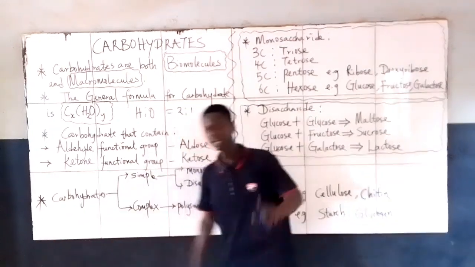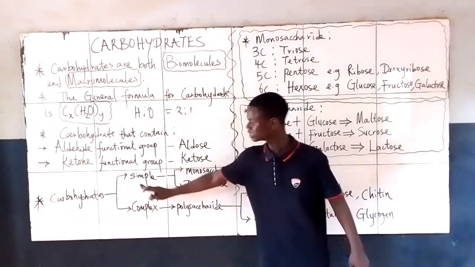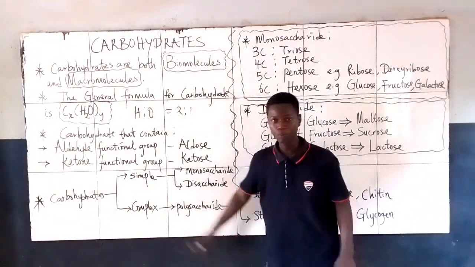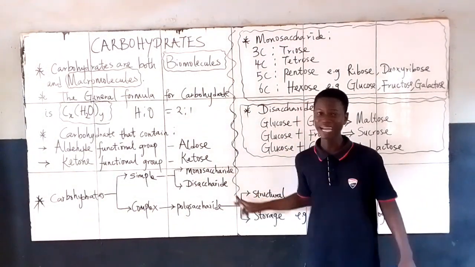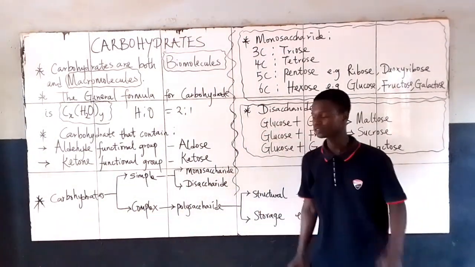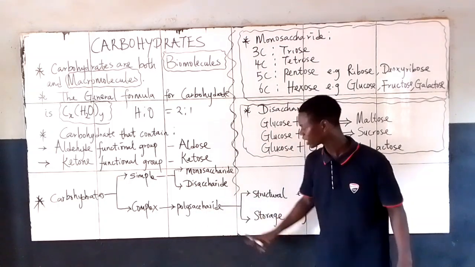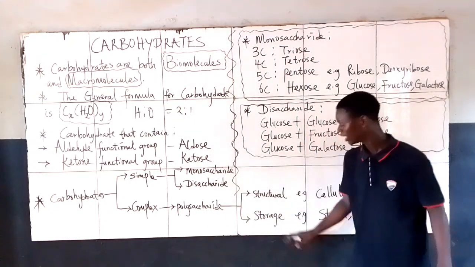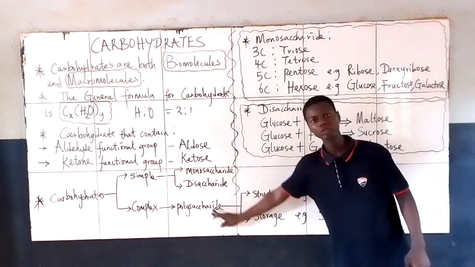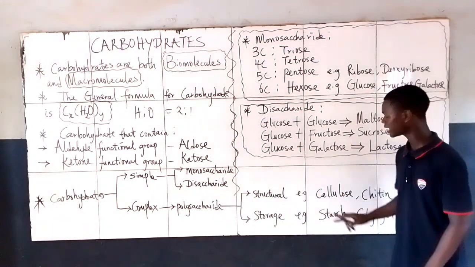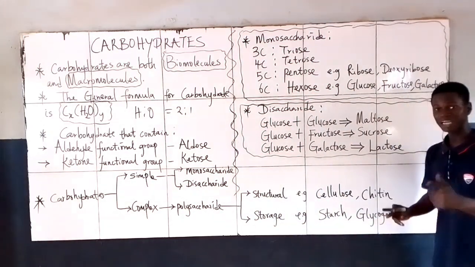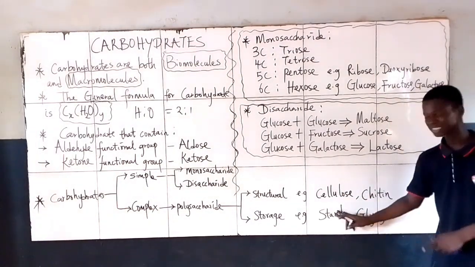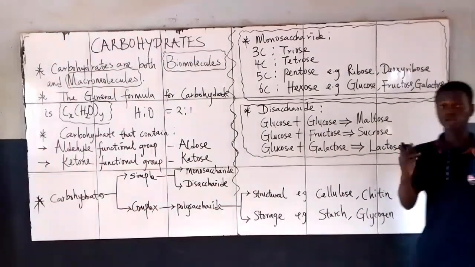Now moving on from there, carbohydrates are generally divided into two. You have the simple carbohydrates and then you have the complex carbohydrates. The simple are of two: you have the monosaccharide and the disaccharide. While the complex carbohydrates are the polysaccharide. Now polysaccharide can be divided into two. You have structural polysaccharide and then you have storage polysaccharide. Examples of structural polysaccharide are cellulose and chitin. Examples of storage polysaccharide are starch and glycogen.